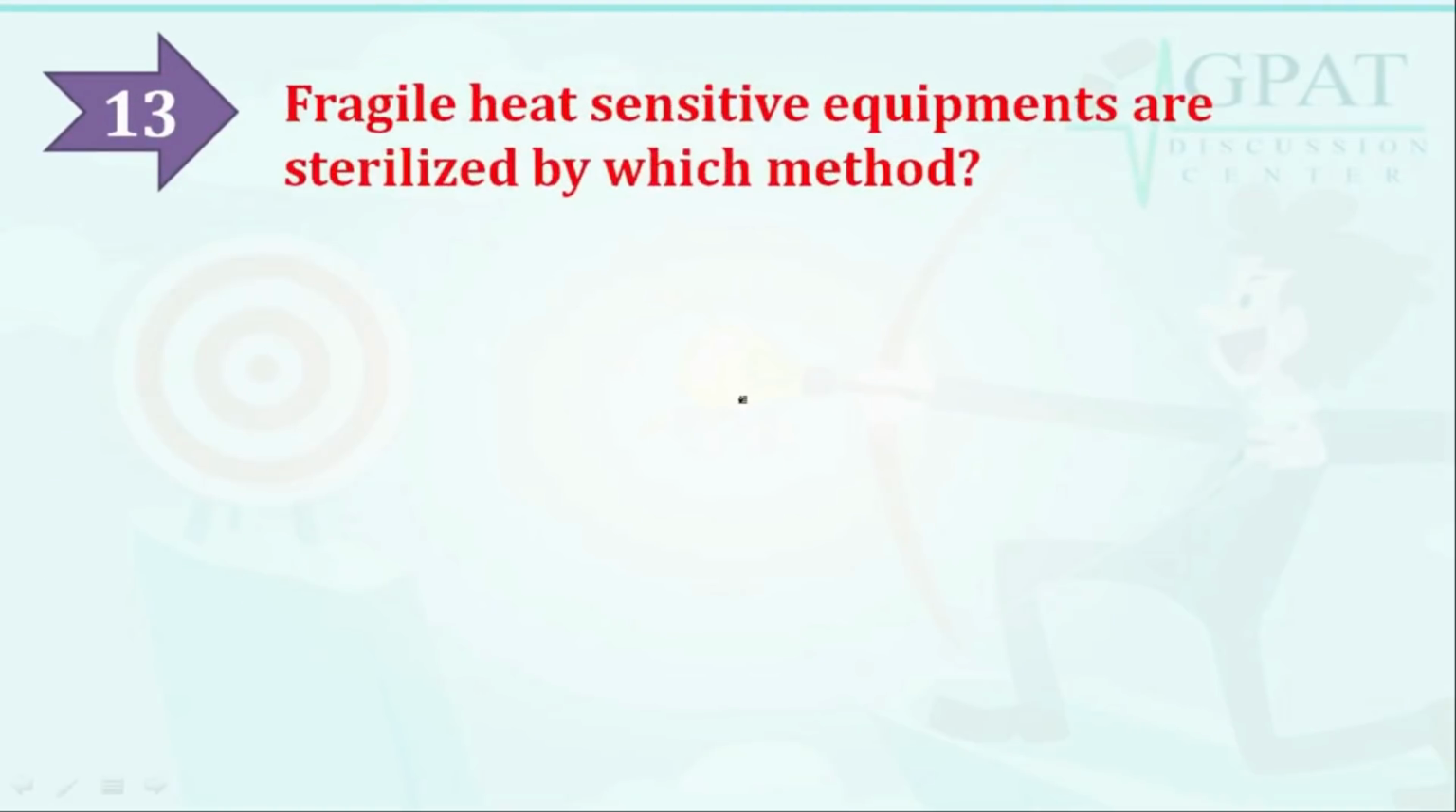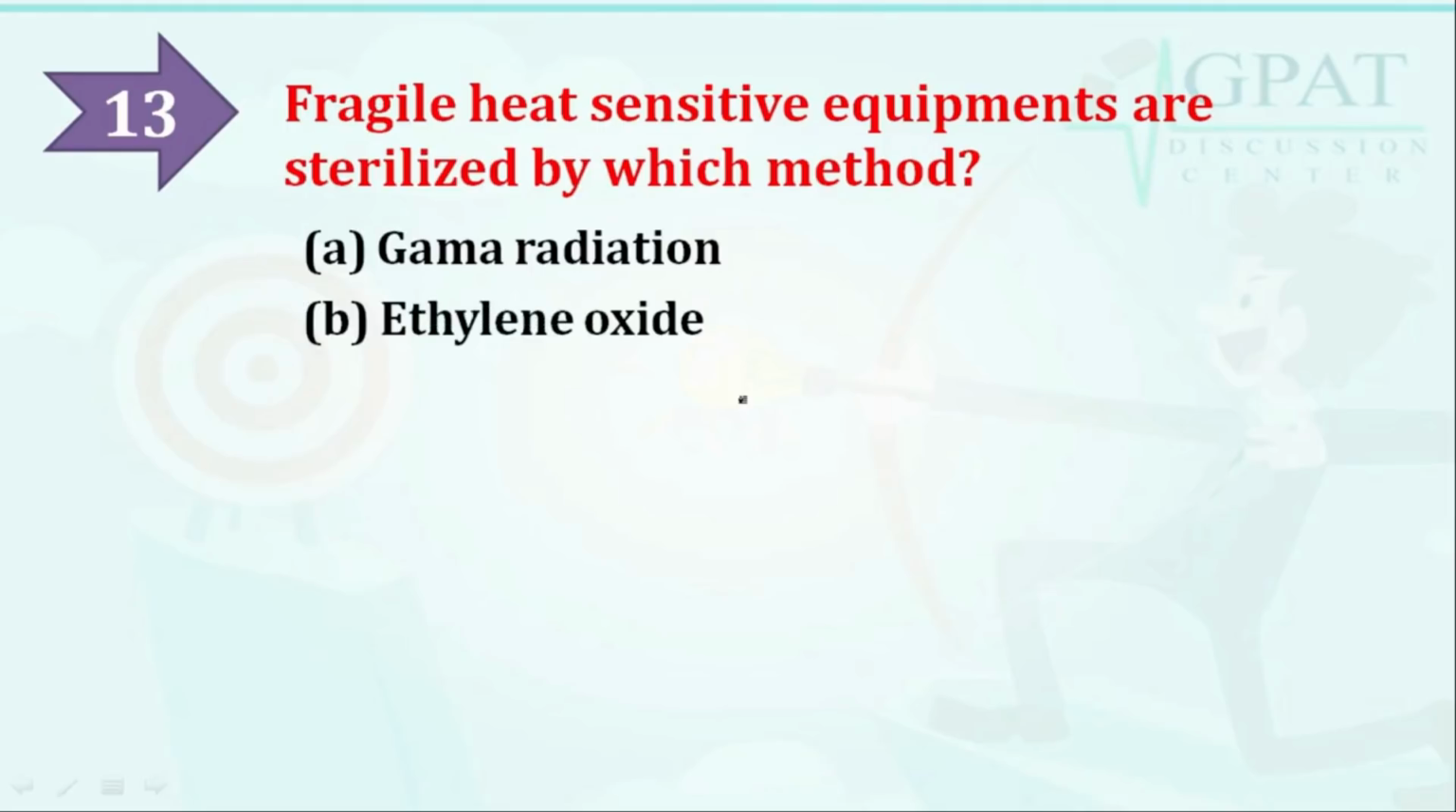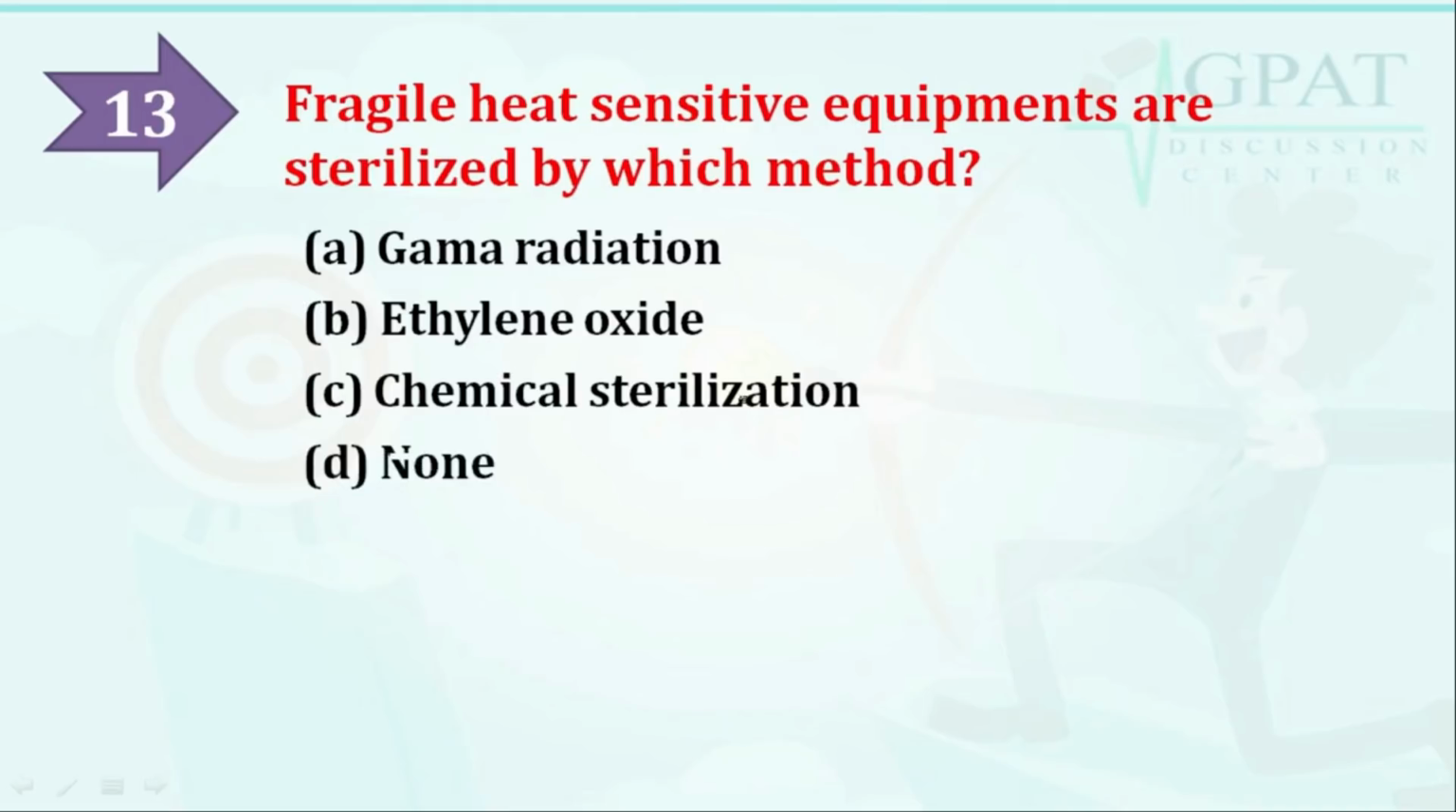So next question is, fragile heat sensitive equipments are sterilized by which method? Options A gamma radiation, option B ethylene oxide, option C chemical sterilization, option D none. So fragile heat sensitive equipments are sterilized by which method? And the correct answer is ethylene oxide, it is used for the fragile heat sensitive equipments for sterilization.